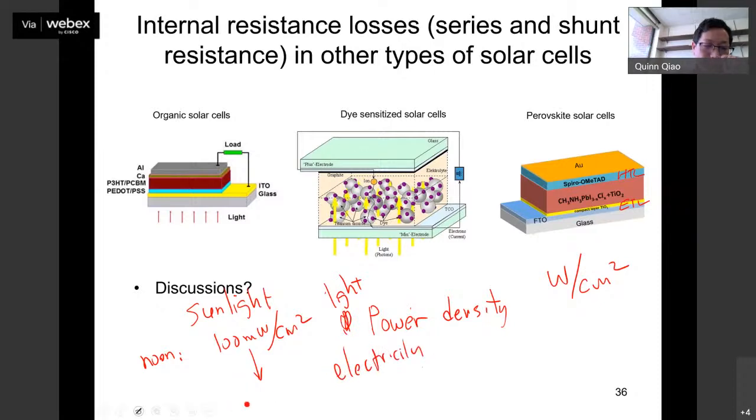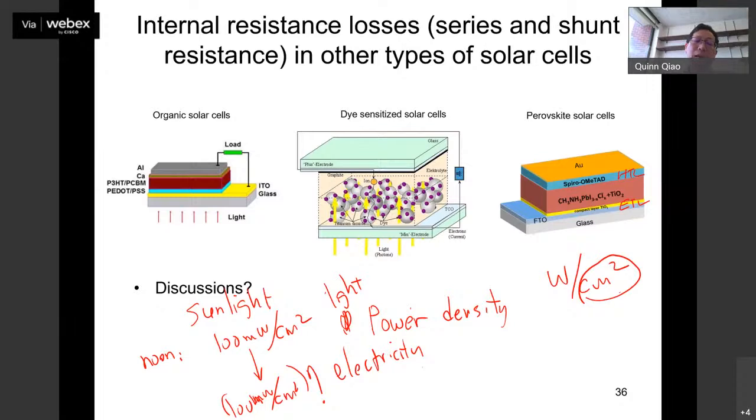This basically is 100 milliwatt per centimeter square times the efficiency. So the maximum power you can get is determined by the efficiency for 1 centimeter square. If your efficiency is 10%, you convert that to 10 milliwatt per centimeter square. 20% would be 20 milliwatt per centimeter square. If you get 50, it would be 50. So the efficiency determines your maximum power.